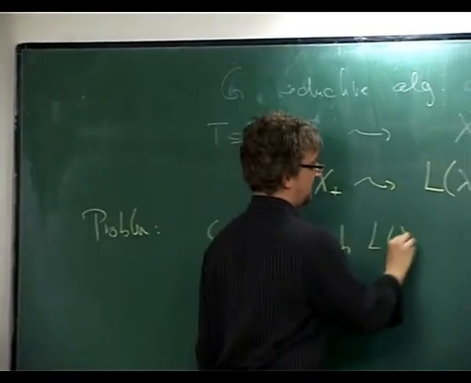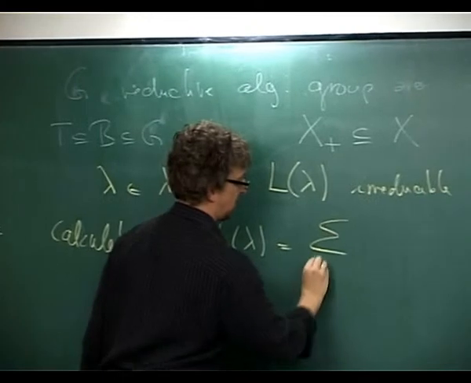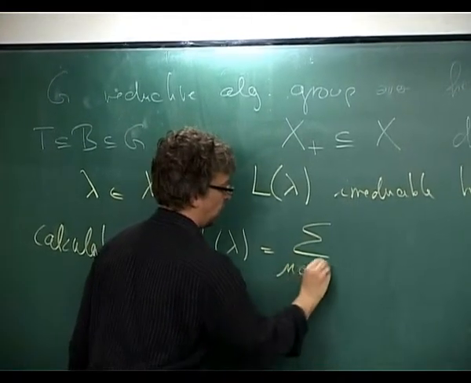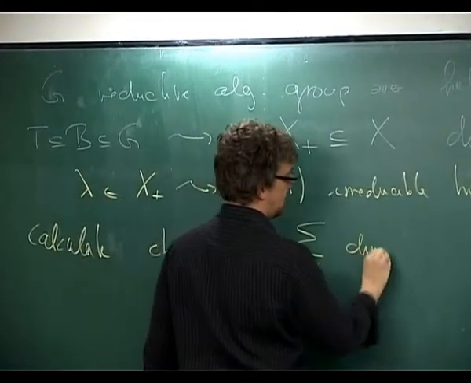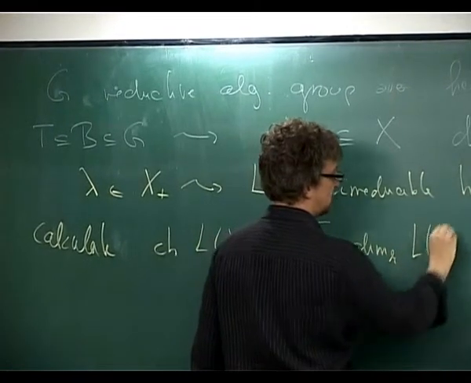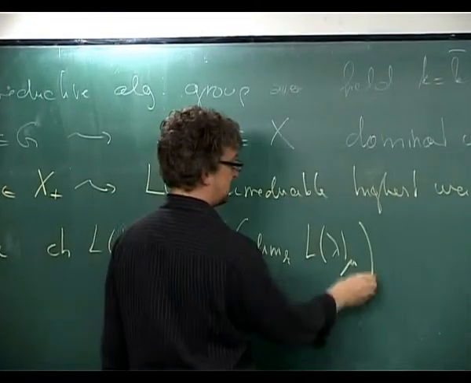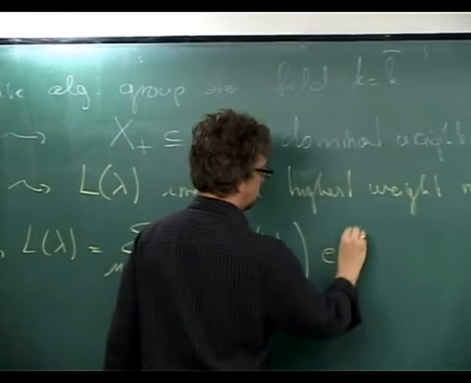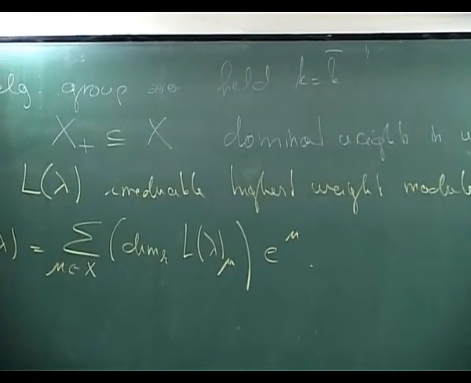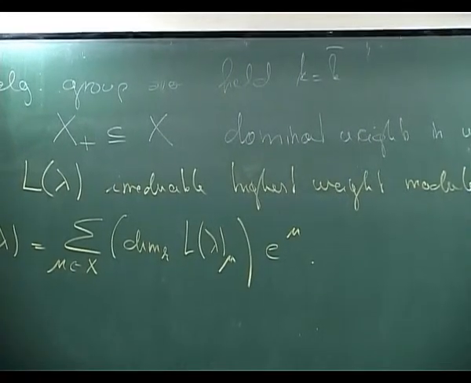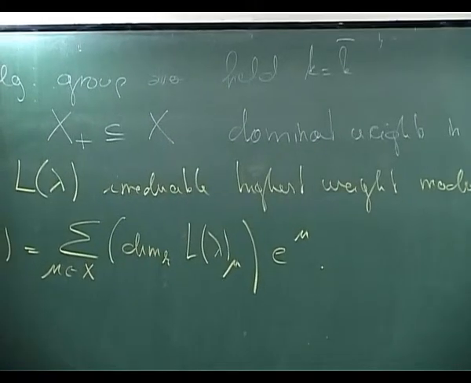the character of lambda, which is just a formal sum over all weights, and there you take the dimension of the corresponding weight space. So that is the T weight space in a lambda times e to the mu. Okay, as I said, this is unsolved as of today.